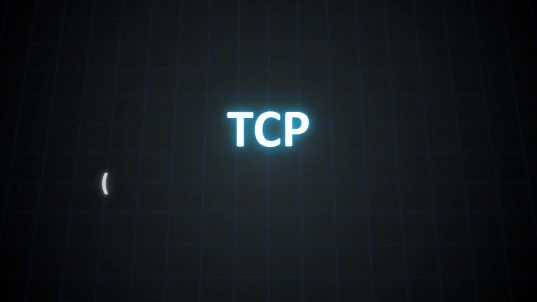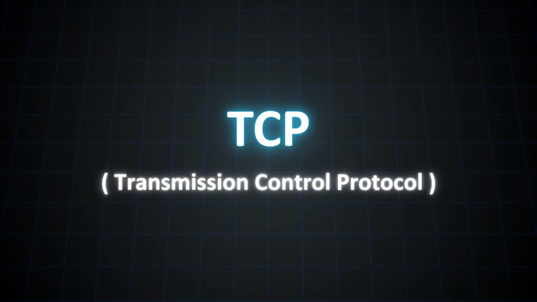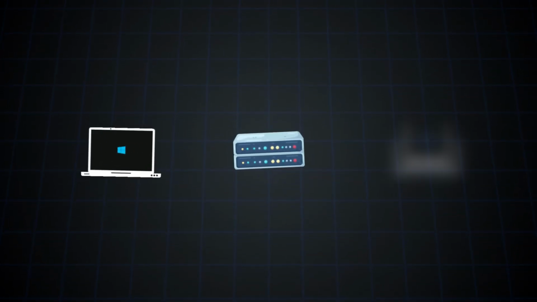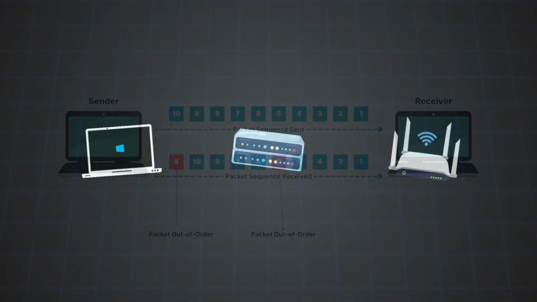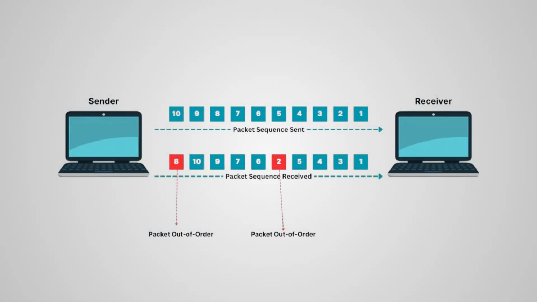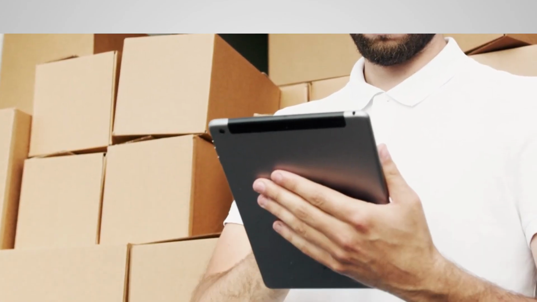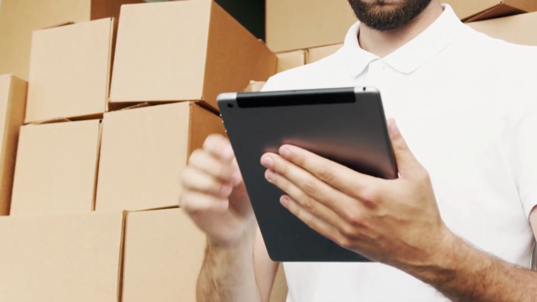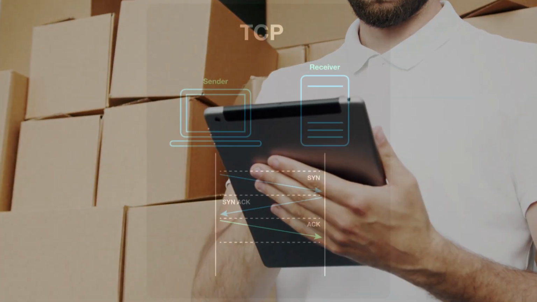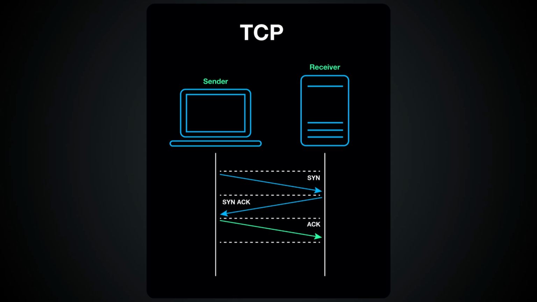TCP, Transmission Control Protocol. It runs on your computer, servers, and routers. It makes sure data packets arrive reliably and in the correct order. Think of it like a delivery driver who checks every box off the list. If a packet goes missing, TCP asks for it again.